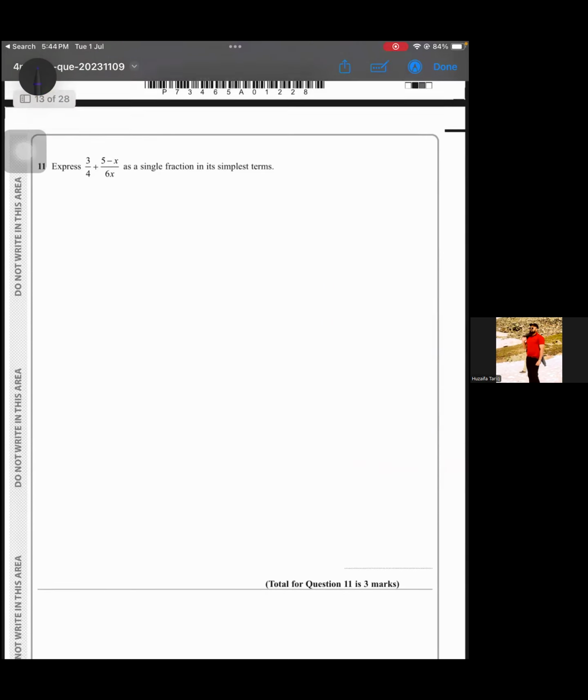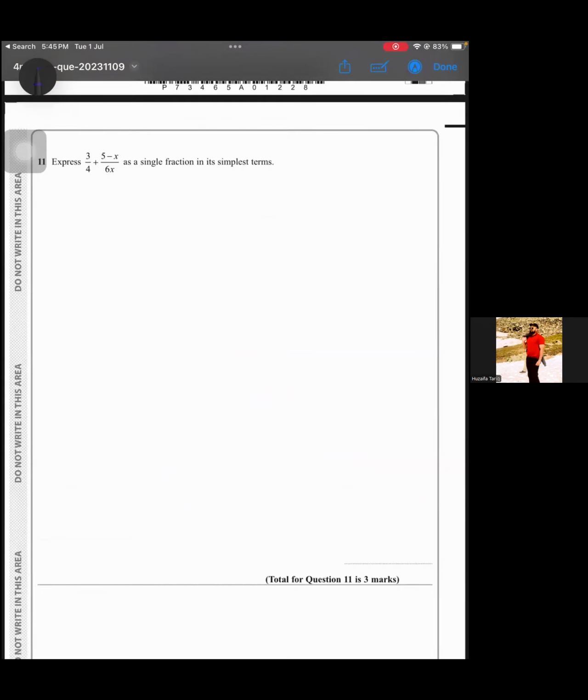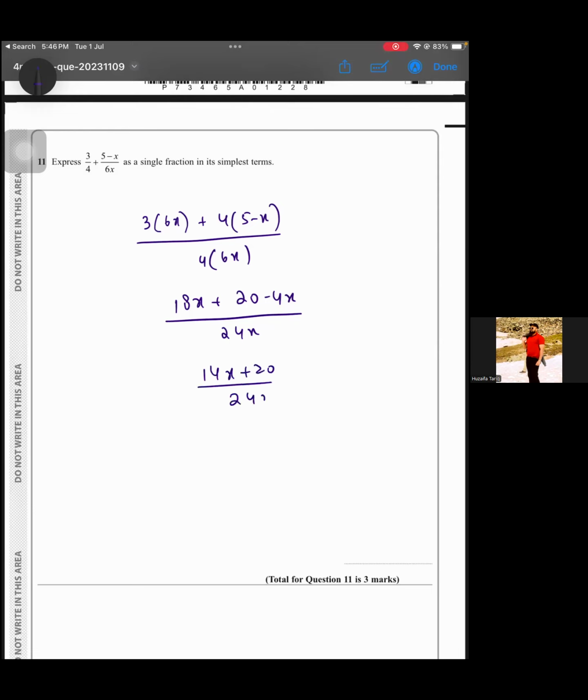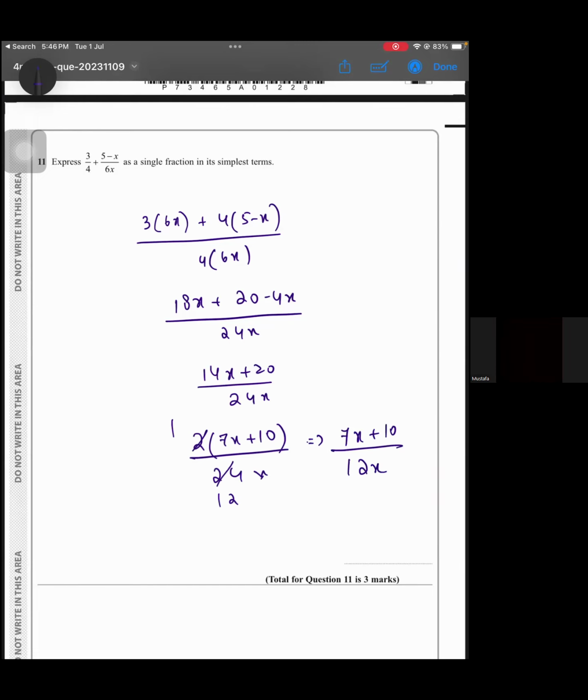Question number 11. Since there are two fractional terms, we have to cross multiply. It will be 3 into 6x plus 4 into 5 minus x over 4 into 6x. So 18x plus 20 minus 4x divided by 24x. So it will be 14x plus 20 divided by 24x. And if we take 2 common from the numerator, it will be 7x plus 10 over 24x. So 2 and 12. So the final answer is 7x plus 10 divided by 12x. That will be your answer.